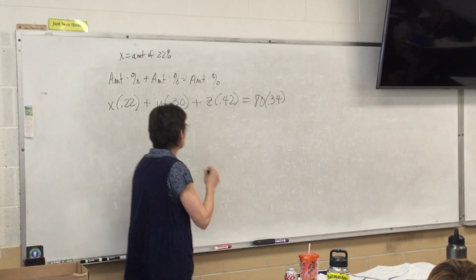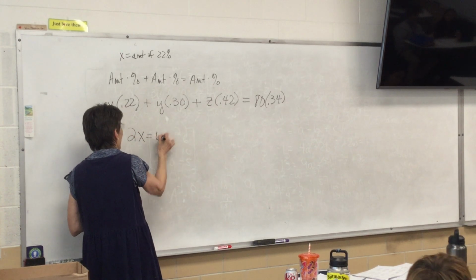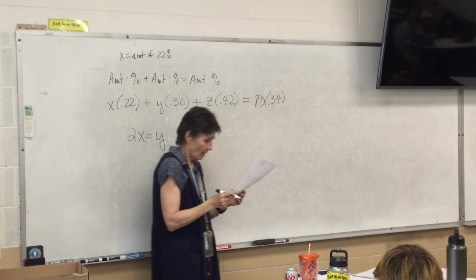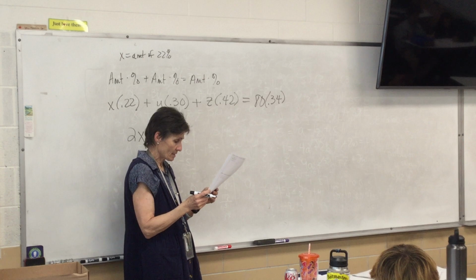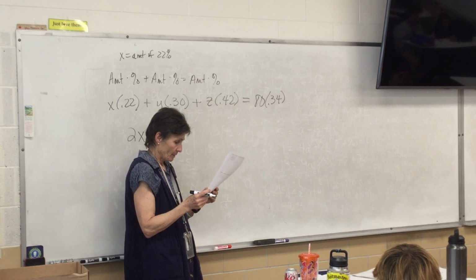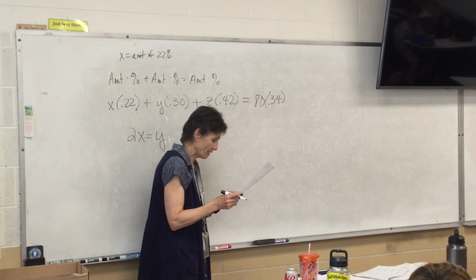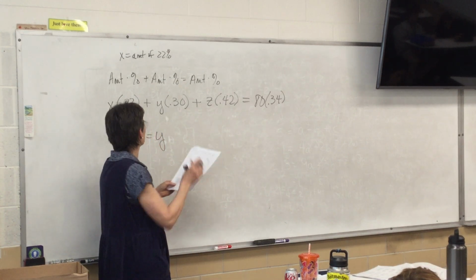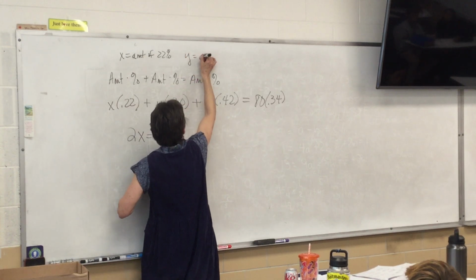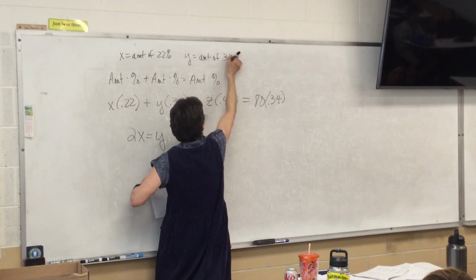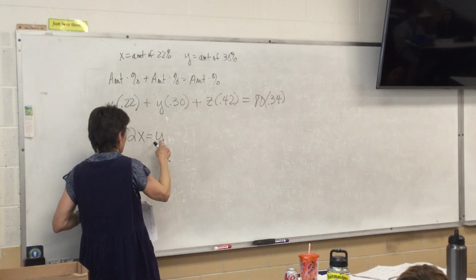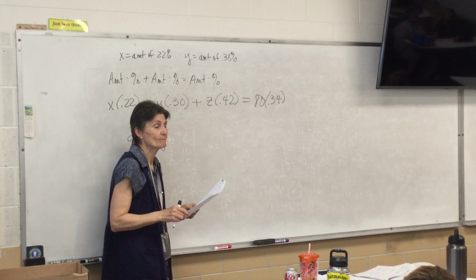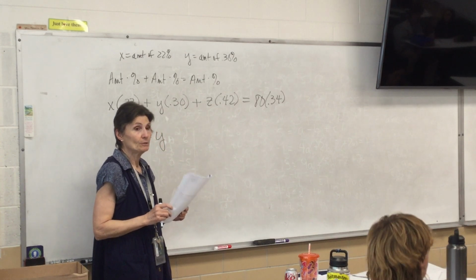2x equals y. All right, that looks awfully simplistic. Let's look at it and see. It says the amount of 30% is twice the amount of 22%. And y was the amount of 30%. So the amount of 30 is twice the amount of 22. Yep, there's another equation. Now I got 2.